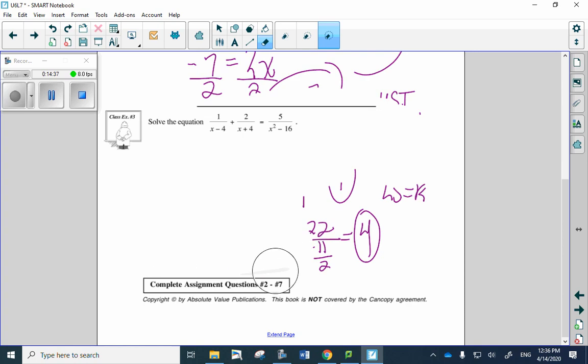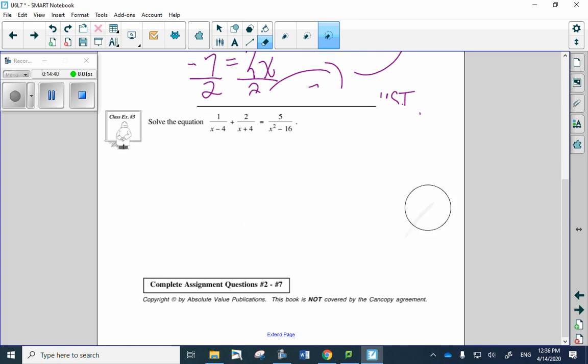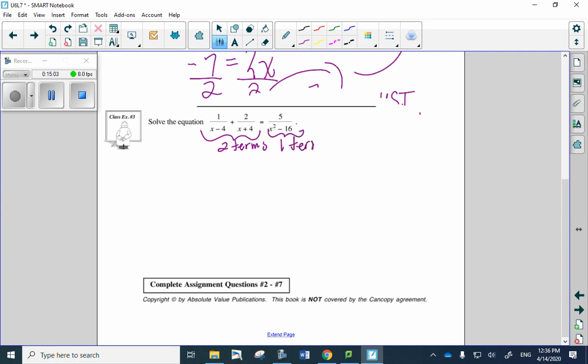Okay, so example 3 says, solve the equation 1 divided by x minus 4 plus 2 divided by x plus 4 equals 5 divided by x squared minus 16. So if you notice in this equation, I have more than one term on one of the sides. On the left-hand side, there are two terms. And then on the right-hand side, there's only one term. Because I have more than one term on that one side, we cannot use cross multiplication. So to solve this, we must multiply by the LCD. This is the second method.